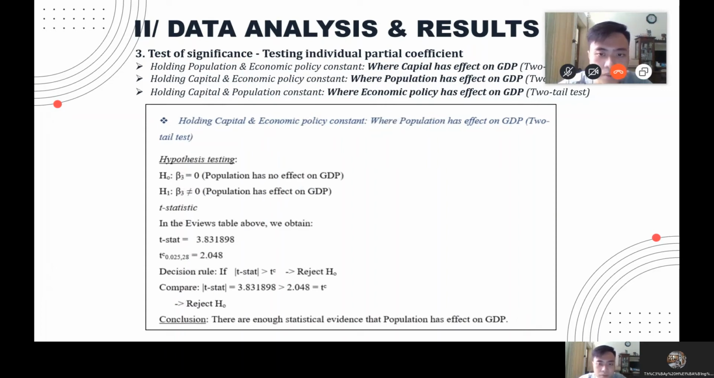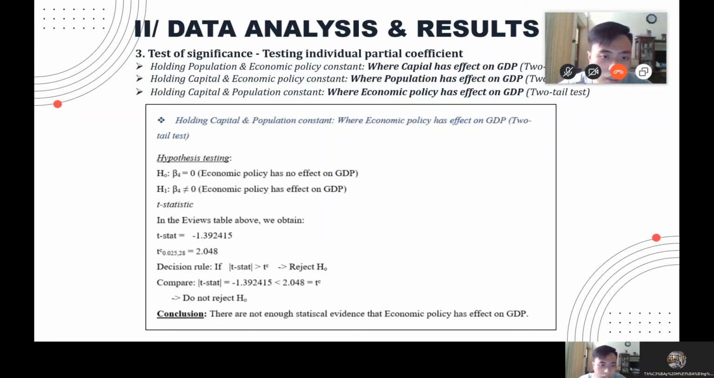With the last two variables, I will use the same method. So with the population variable, I also conclude that there is enough statistical evidence that population has an effect on GDP. For the last variable, I conclude there is not enough evidence that economic policy has an effect, because the T stat is smaller than T critical.